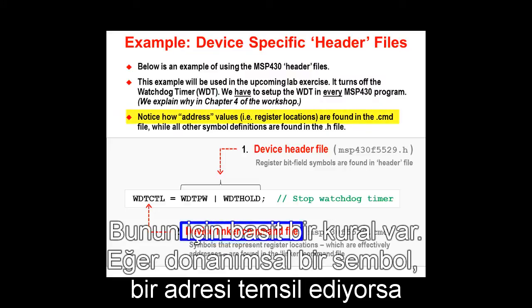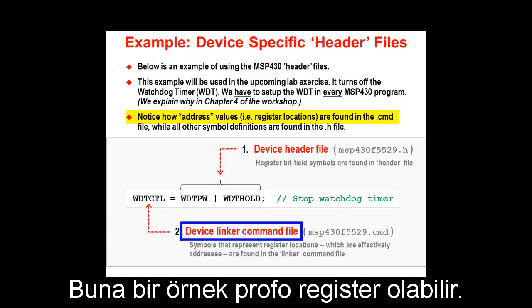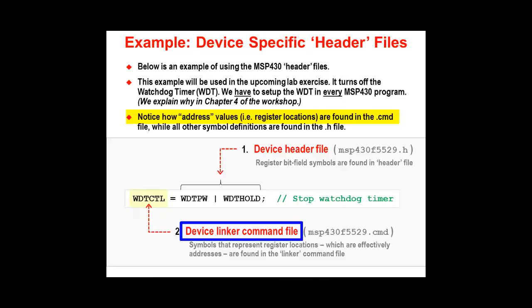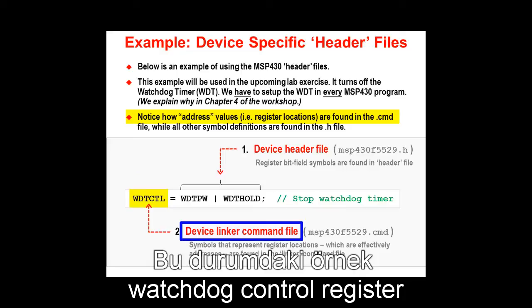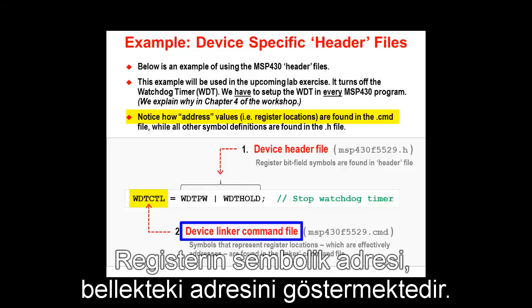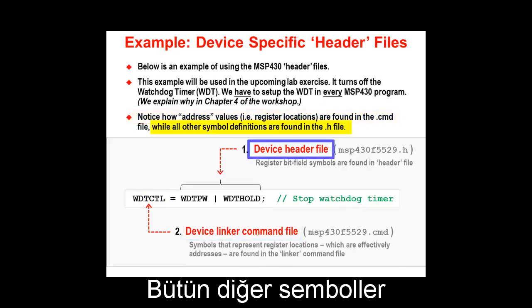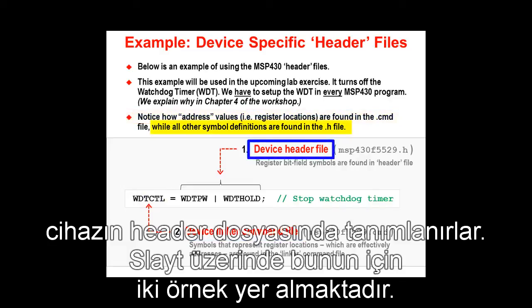Here's the simple rule. If a hardware symbol represents an address, you'll find its definition in the linker command file. An example of this would be the name of a peripheral register. In the case here, for example, the watchdog control register, WDTCTL. In this case, the symbolic name for the register actually represents the address of where you'll find it in the memory map. All of the other symbols are defined in the device header file.